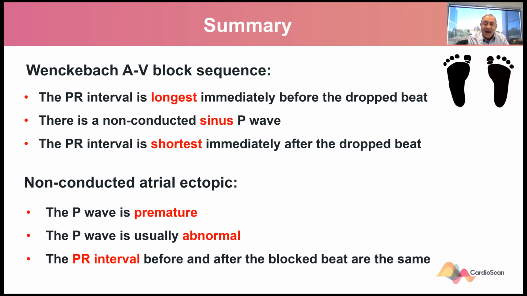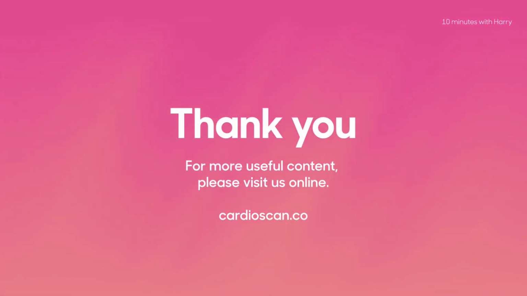So now you should be able to look at an ECG instantly and tell the difference between Wenckebach AV block sequences and non-conducted atrial ectopics. And once your eye becomes adjusted to it, particularly in looking at the PR intervals before and after the block beat, there should be no problem differentiating between the two.